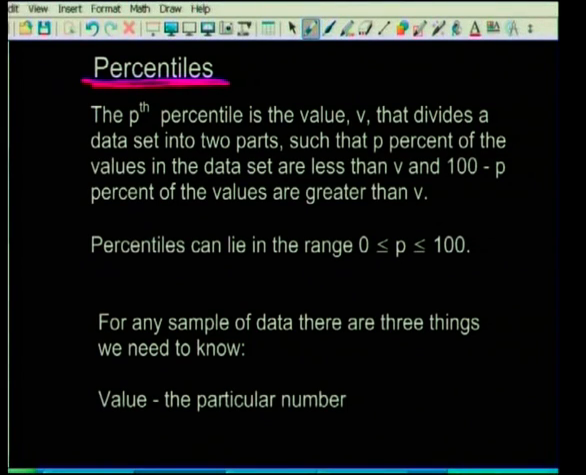Now, percentiles divide our data equally into groups of 100. So it says the Pth percentile is the value V that divides the data into 2 parts, such that P% is less than V and 100 minus P% is greater than V. All they're saying is, if I look at the 30th percentile, 30% of my data values will be less than that value, and 70% will be more than that value. Together they have to add up to 100. The word percentile should have given you that clue.